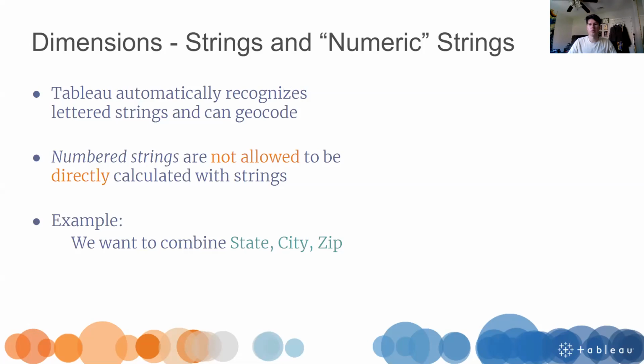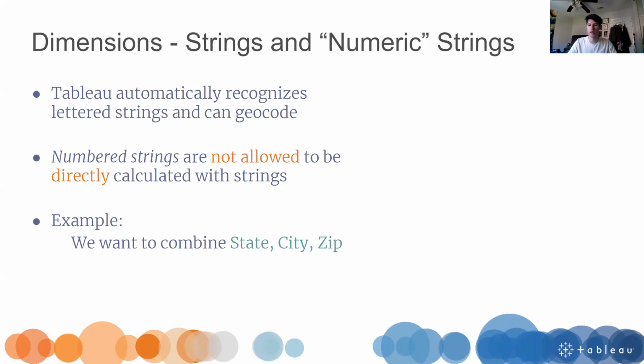Something that we have to keep in mind is that if we want to concatenate, so combining different measures and dimensions, we have to make sure they are all the same type. So we have to make sure that numbered strings are being represented as numbered strings and not numbers.